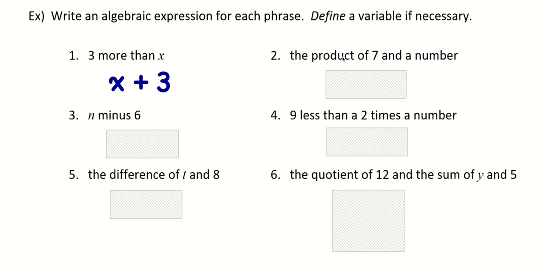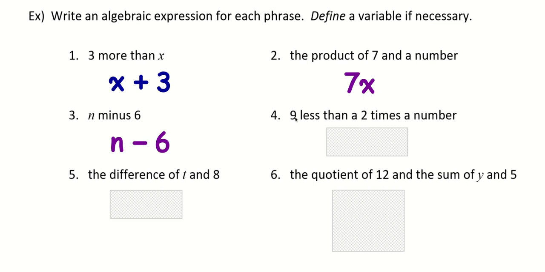Number 2, the product of 7 and some number. I wonder what I'm calling a number. Maybe x, maybe n. I don't know. But the product means we're multiplying it. So it's 7 times some number, which I'm calling x. Number 3, n minus 6. Well, that's just as it's read.